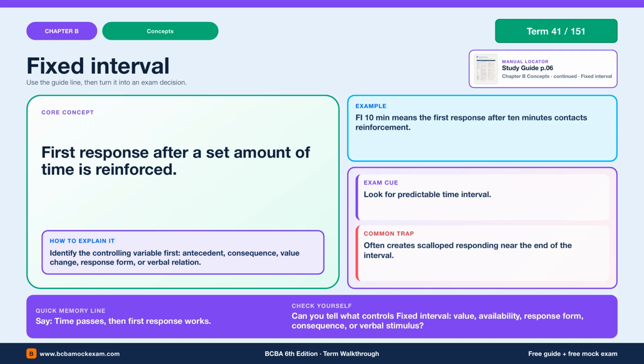Fixed interval. Fixed interval means the first response after a set amount of time is reinforced. For example, FI 10 minutes means the first response after 10 minutes contacts reinforcement. The exam cue is predictable time. The trap is thinking every response after the interval gets reinforced. The key is the first response after the interval has passed. Memory line: Time passes, then the first response works.